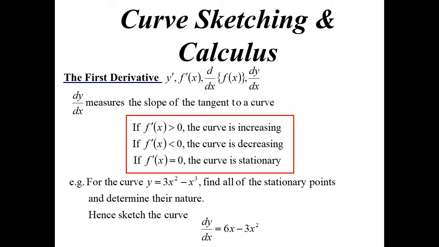6x minus 3x squared. Now, when you are doing your solutions, don't be lazy. Explain what you are doing. All right, I've just found the first derivative. I'm now going to use that because I know that stationary points will occur when that derivative is 0. That's why I'm making this equal to 0. So that's what we want to solve.